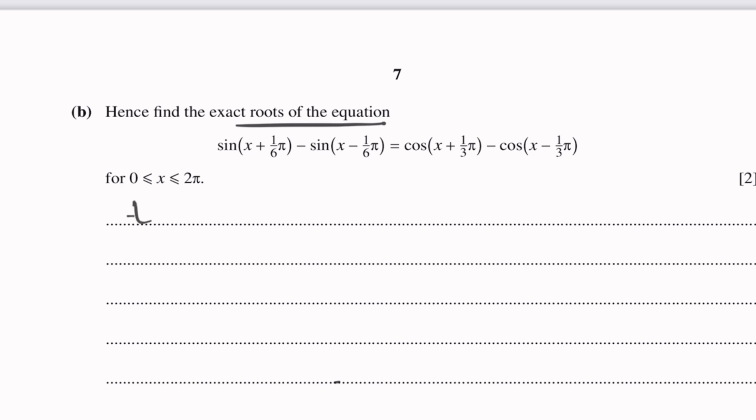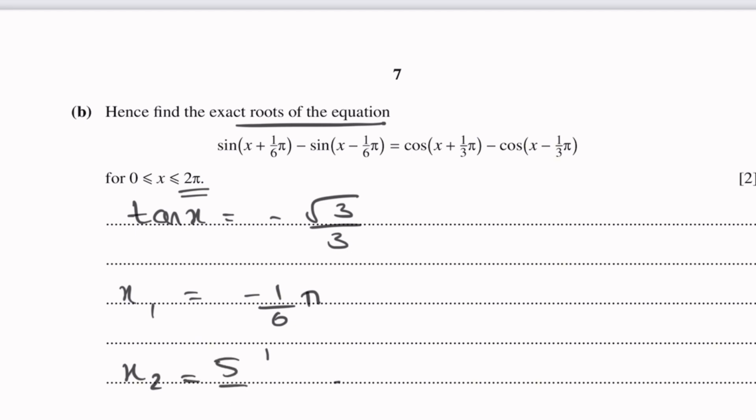It just wants you to solve it now. So tangent x equals negative root 3 over 3. And so if you want to get x, you can just do tangent inverse. Just make sure your calculator is in radians mode, because it's from 0 to 2 pi. You're going to get negative 1/6 pi, which is not included. So go ahead and add pi to the answer to get the next one: 5/6 pi, fantastic.